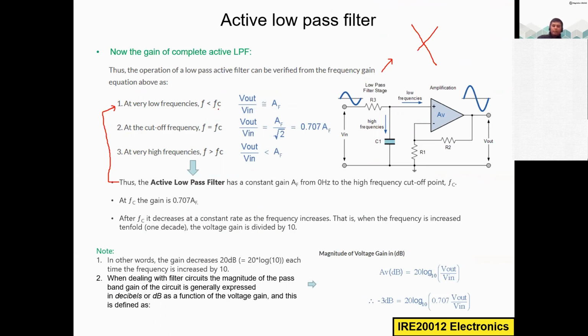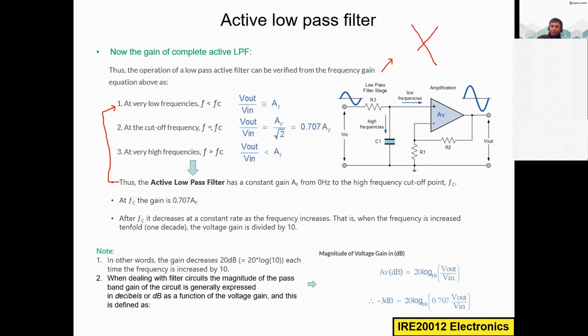Whenever F is less than FC, the gain is equal to the gain of this operational amplifier. So you can amplify the input signal value. For example, it passes the low frequencies. F less than FC means that is the low frequency, and you can get the low frequency at the output. Normally, if you only use this one, the magnitude will be less. Since you are using the operational amplifier, depending upon its gain, the signal will be amplified at the output. That is the meaning of case 1.